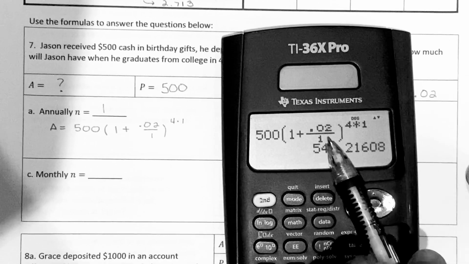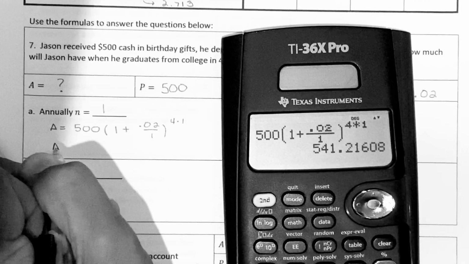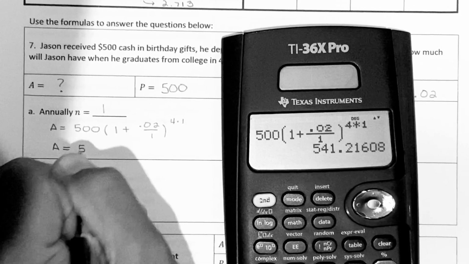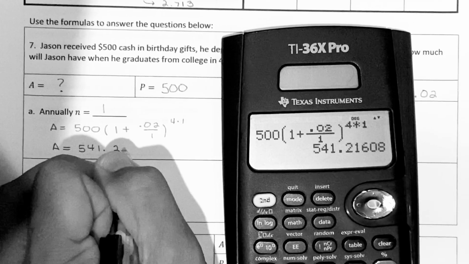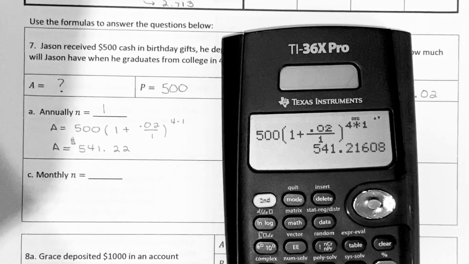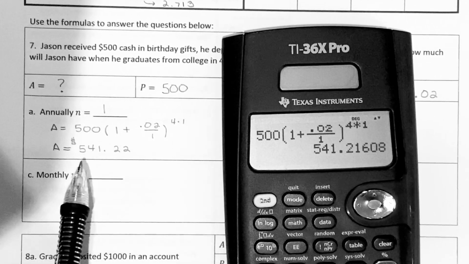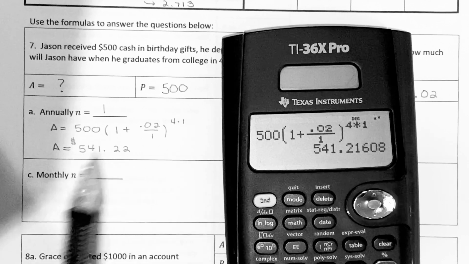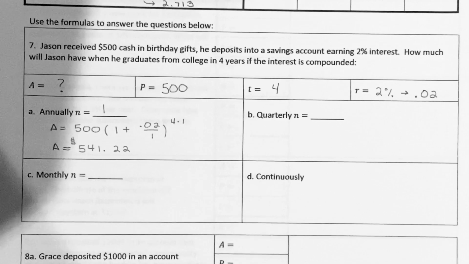Obviously, guys, when you divide by 1 or multiply by 1, neither of those ones will do anything, but I'm going to put them in my calculator now so that I can show you a trick that you can use. 541 and 22 cents. So essentially, using this 2% interest, which is higher than most banks will give you, if he leaves his $500 in the bank for 4 years, he's going to gain $41.22. So over those 4 years, he's getting $41 for essentially doing nothing with that money other than leaving it in the bank.